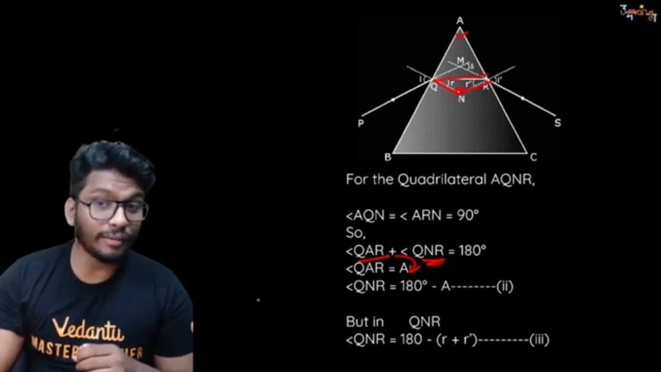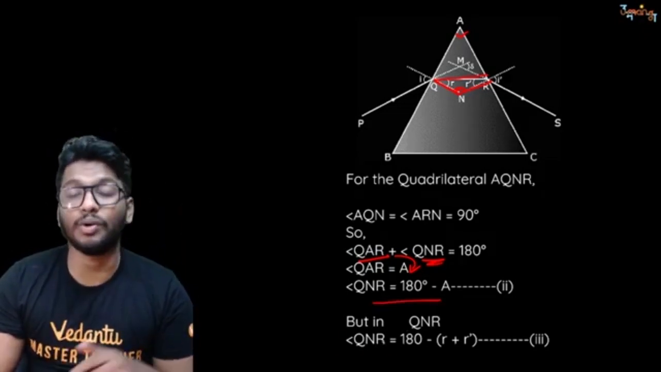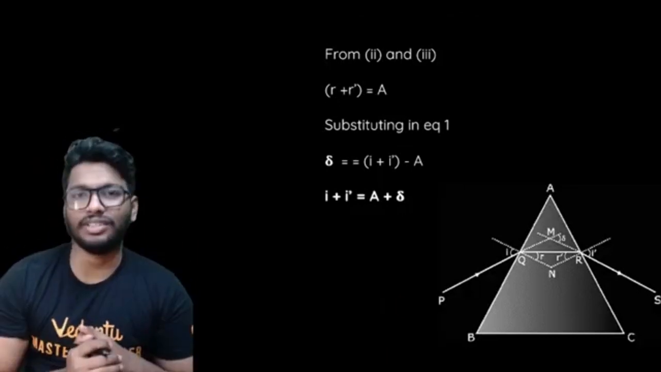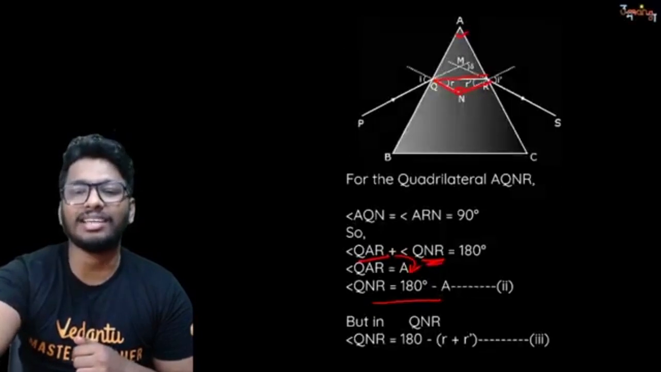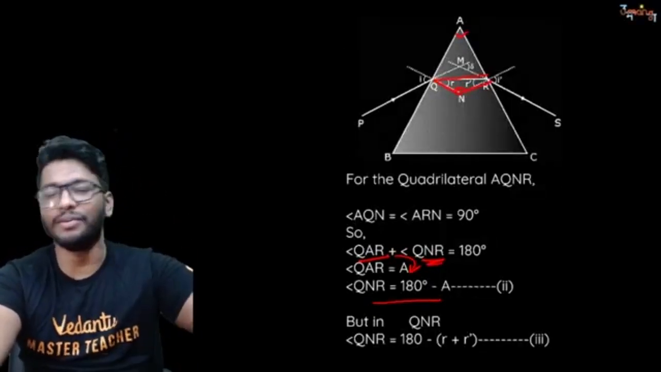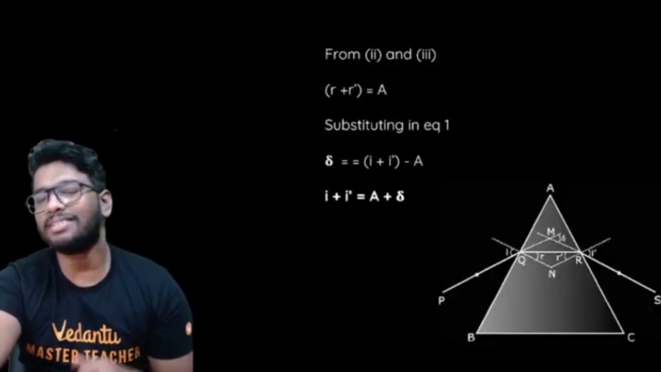So I have two equations. One is QNR is equal to 180 minus A, and one more equation, QNR is equal to 180 minus R plus R dash. Now, when you equate both equations, 180 gets cancelled, QNR and QNR get cancelled, and what you are left with is A is equal to R plus R dash.